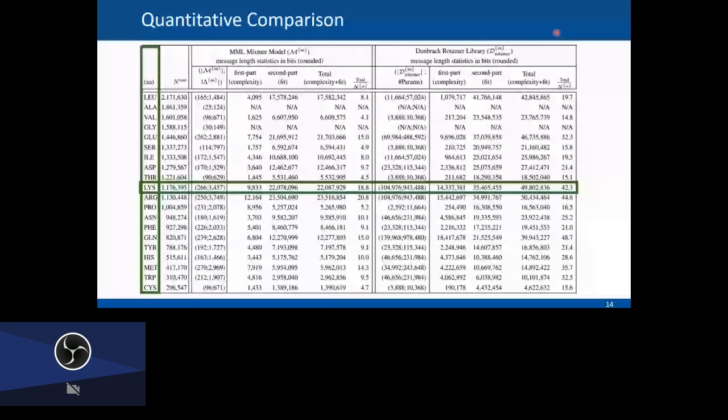Overall, we were able to show that the physical mixture models outperform Dunbrack's Rotamer library in terms of model complexity by 3 orders of magnitude. In terms of fit, on average, physical mixture models are able to provide 20% or more lossless compression. After this quantitative comparison, let's consider a qualitative point of view.